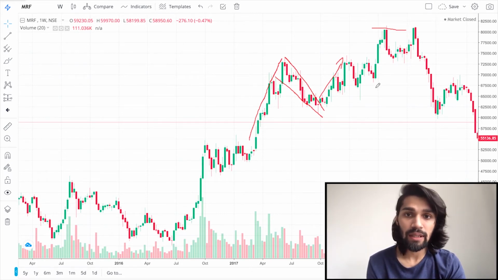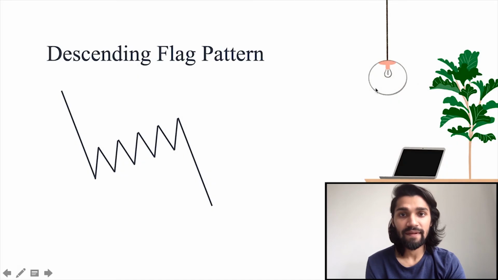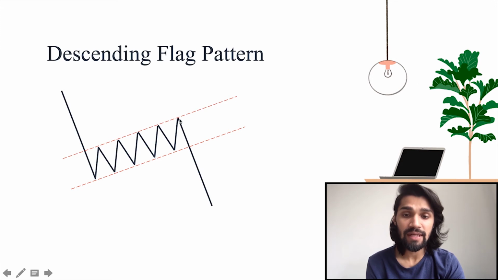Next, we will look into another pattern called the descending flag pattern. This is a bearish pattern. Here, the prices first go down sharply and then move in a to and fro fashion in a zone, such that this looks like the pole of the flag, and this zone looks like the cloth part of the flag. And once it breaks this zone, you need to sell here.